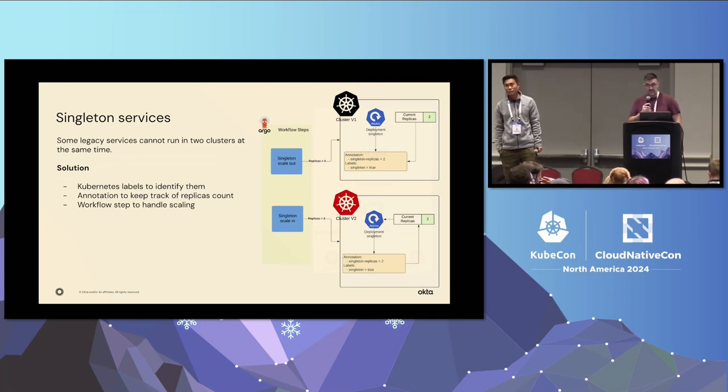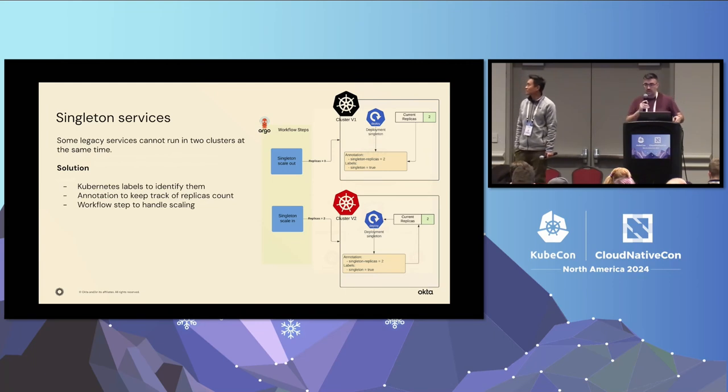So singleton services is mainly an issue due to some legacy services. Once upon a time, we had services that had an exclusive access requirement to a database. It means that those services cannot run in two clusters at the same time, even if the cluster is not actually serving any traffic. To fix that, we provide our service owners with a specific customized annotation they can use.